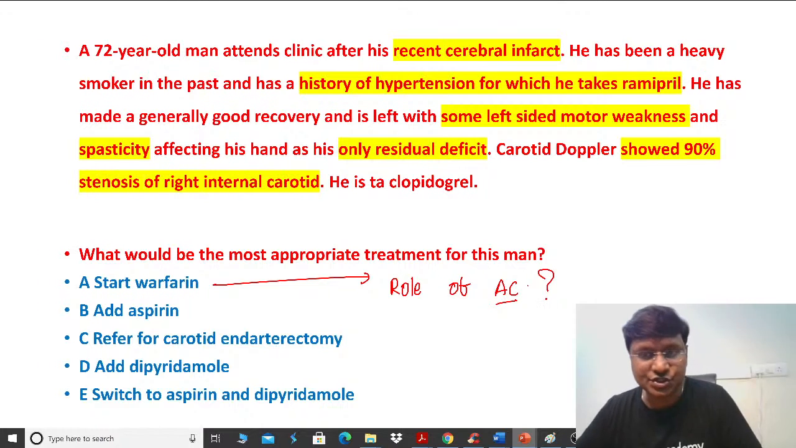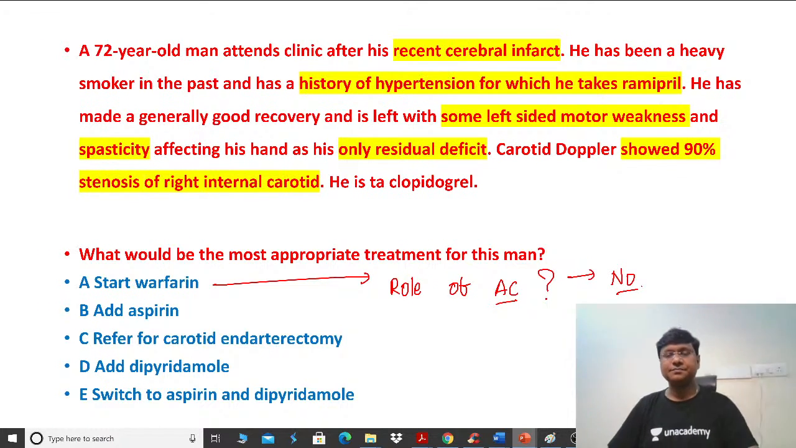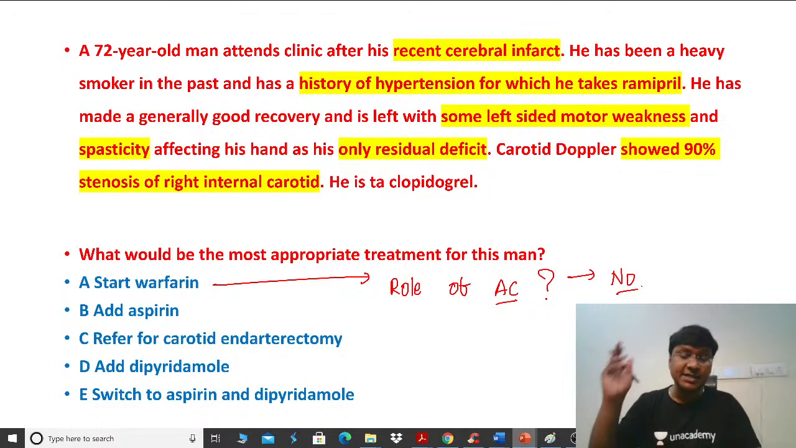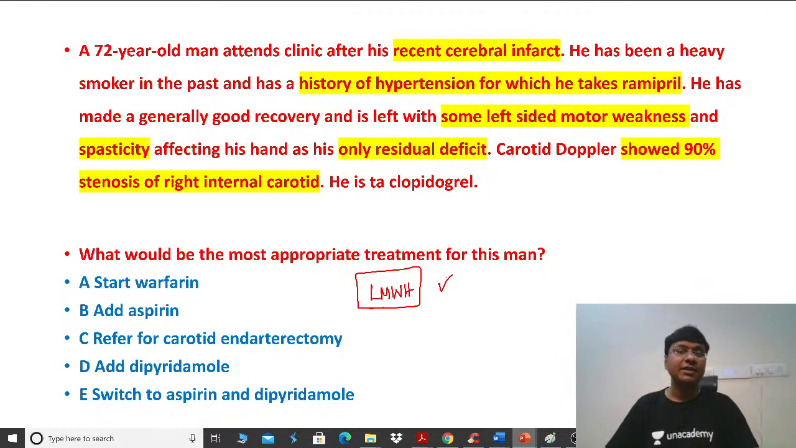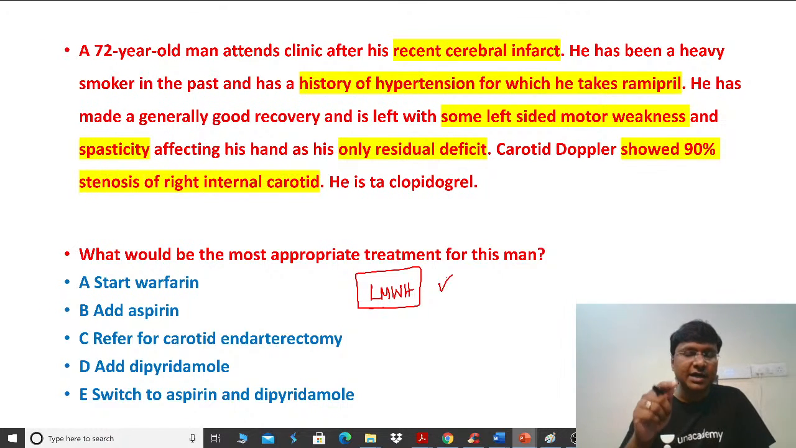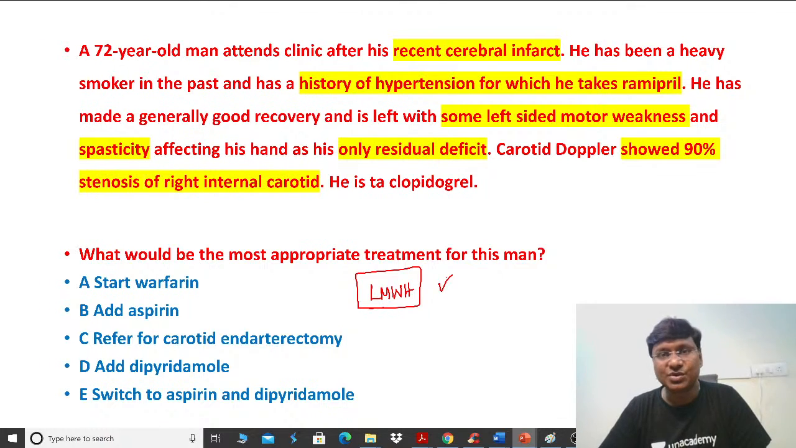Very good, Antarshri. There is no role of anticoagulants. But you can give low molecular weight heparin. Right? You can give low molecular weight heparin. Why? Low molecular weight heparin or unfractionated heparin, what you are giving is not for your ischemic stroke.